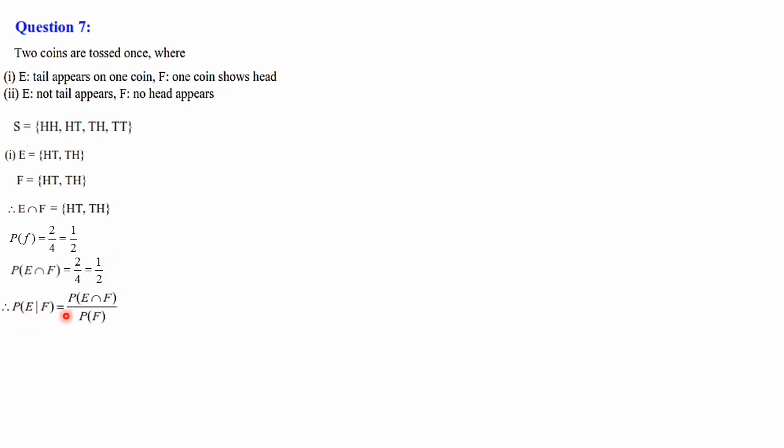P of E given F is equal to P of E intersection F by P of F. That is equal to E intersection F, that is 1 by 2, divided by P of F, which is also 1 by 2. So 1 by 2 divided by 1 by 2 is 1.